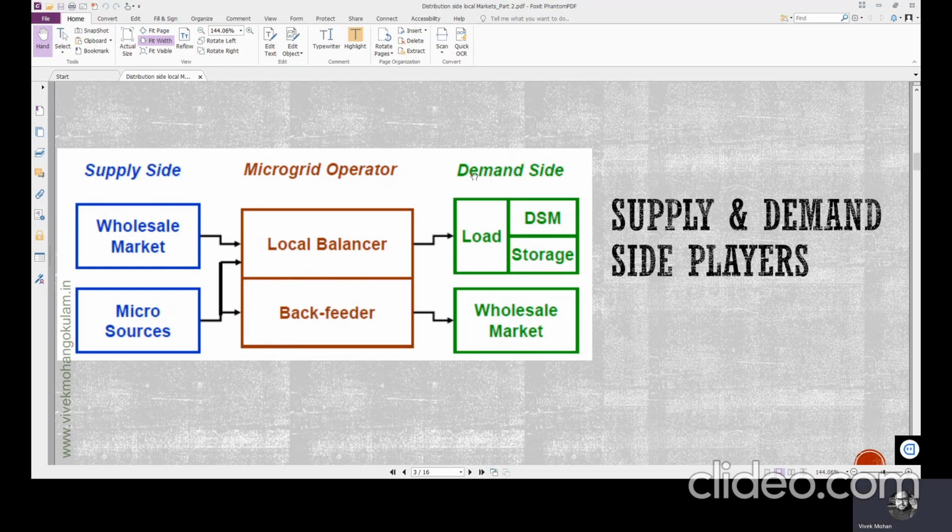Now, in the demand side, we have regular loads of the consumers, then demand side management, that means flexible loads are also included, then storage devices that support charging and discharging to balance the generation and demand. Then wholesale market acts in the demand side also, because if there is excess generation, then backfeeding has to be done. So in case of backfeeding, wholesale market acts as a load demand.